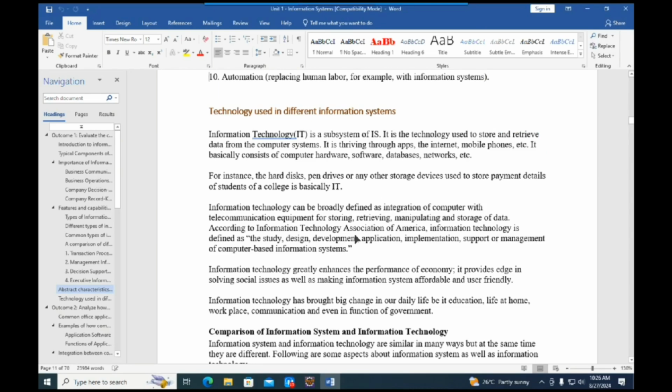IT or information technology is, make sure your mic is off. Whoever joined, make sure your mic is off.